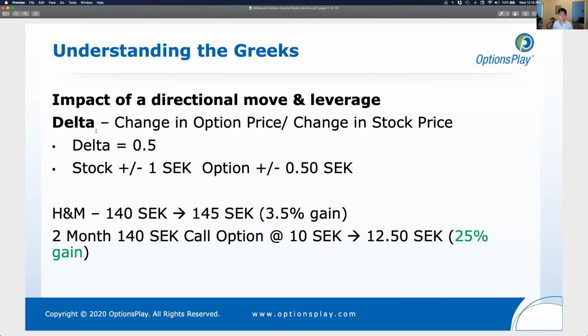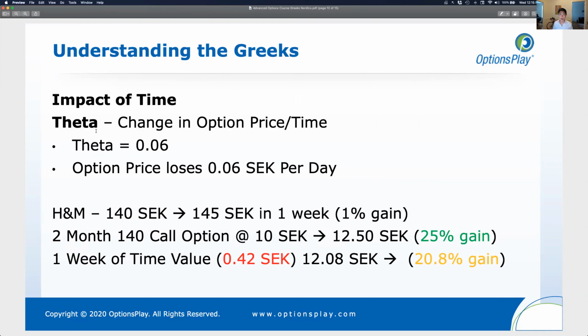Now, the second most important factor to look at is time. Because in the example here before, we talked about when the stock goes from 140 to 145, I was assuming that if everything else held constant, meaning if this move happened instantaneously, the value of my call option will jump by 2.5 crowns. But in reality, it takes time. It might take maybe a week for the stock to go from 140 to 145. So now we have to add a second Greek to the equation, and that's theta. Theta tells us the change in the option price with respect to time.